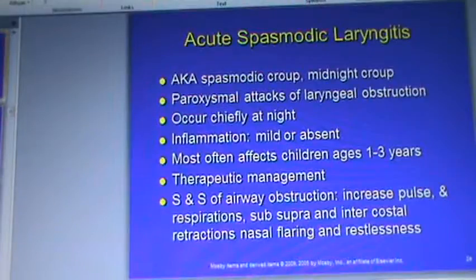Therapeutic management. Signs and symptoms of airway obstruction, increased pulse and respirations, sub, supra, and intercostal retractions. That means all the way from the bottom of your lung rib cage all the way up to the top. Flaring and restlessness, nasal flaring. I've actually seen their little nares go in and out, in and out. You can see them flare because they're really gasping for breath. And restlessness because they're hypoxic.